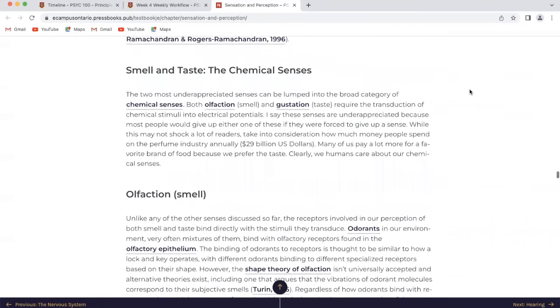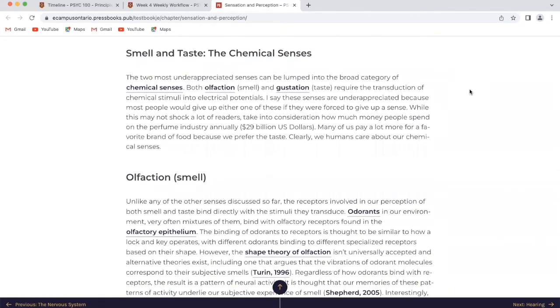Smell and taste, the chemical senses. The two most underappreciated senses can be lumped into the broad category of chemical senses. Both olfaction and gustation require the transduction of chemical stimuli into electrical potentials. I say these senses are underappreciated because most people would give up either one of these if they were forced to give up a sense.